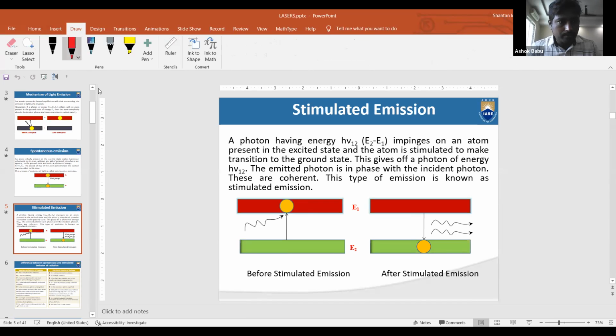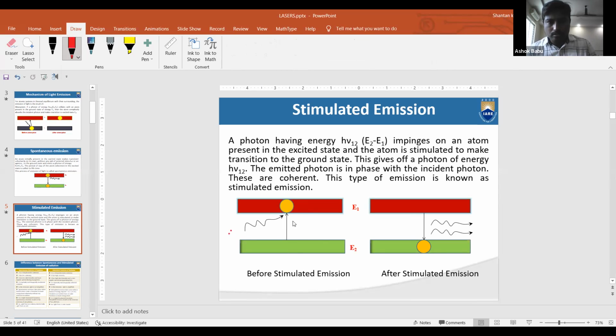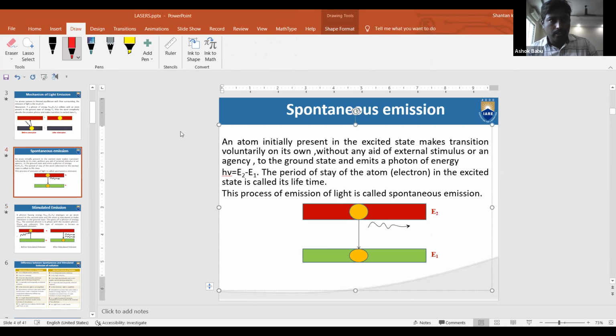Wait a minute. So this is before stimulated emission and before. Wait. Sorry.